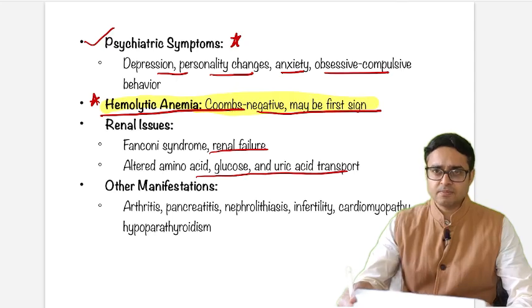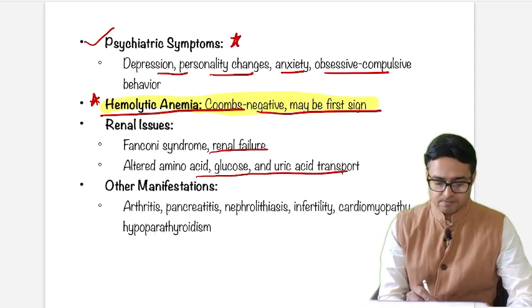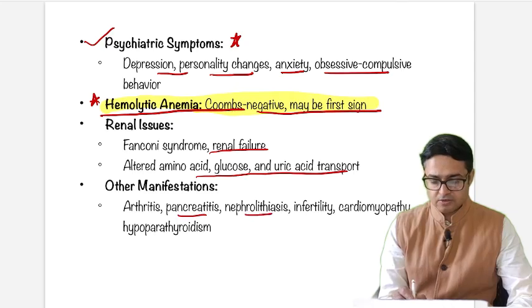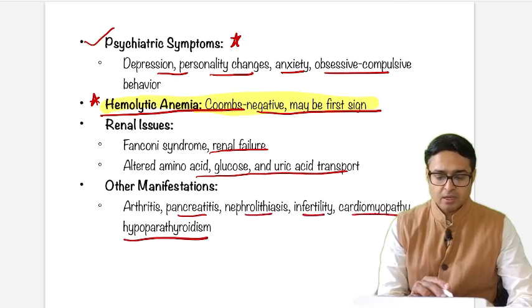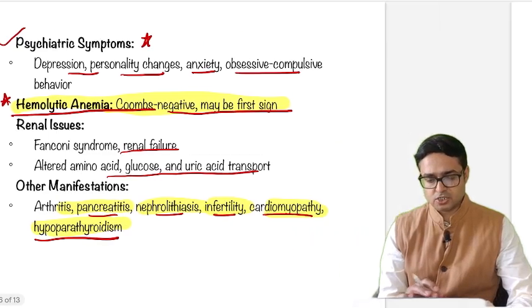So what are the other manifestations? They are sometimes asked: arthritis, pancreatitis, nephrolithiasis, infertility, cardiomyopathy, and hypoparathyroidism. These are rare manifestations but can present, so we have to remember them. These are basically less commonly occurring manifestations.